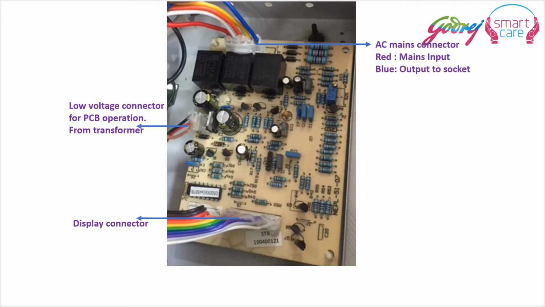And you see the AC mains connectors. Red wire is for mains input, blue is for output to the socket. And here to the left you see some brown and black wires in a small connector. These wires are for powering the stabilizer circuit. These wires come from the stabilizer's transformer. They usually carry somewhere around 12 to 15 volts AC. And then you will find two more connectors with a lot of very thin wires. These are the connectors of the display card.